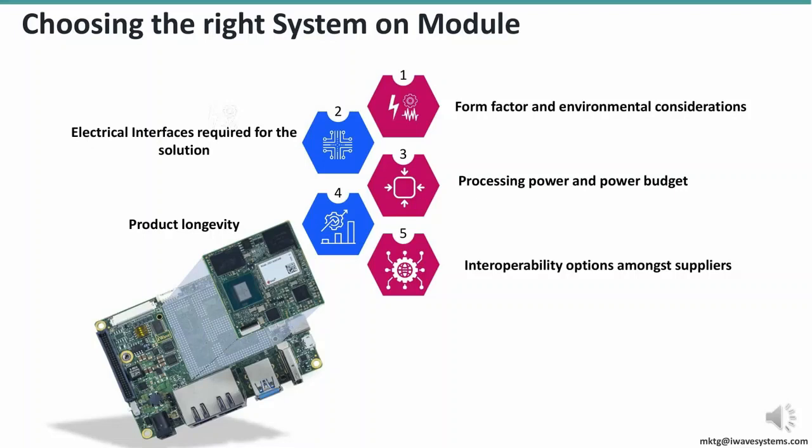The second would be in terms of the electrical interfaces required, the displays, the cameras, in terms of connectivity, Ethernet or CAN. So choosing the right module. The third would be in terms of the processing power and budget. You require an AI engine running on the edge, or it's more of a processing platform. And last is in terms of the product longevity offered by suppliers and the interoperability amongst suppliers. As of today, it is scary for any organization to rely on one single vendor for any of their components. So having a constant source of options for system on modules and being completely flexible amongst those options is a key factor in product development today.